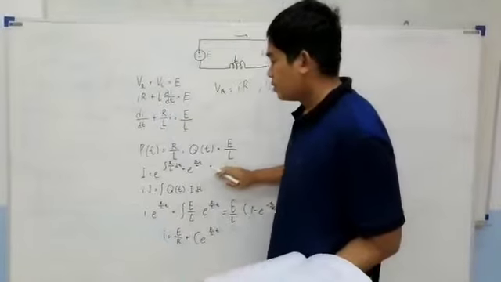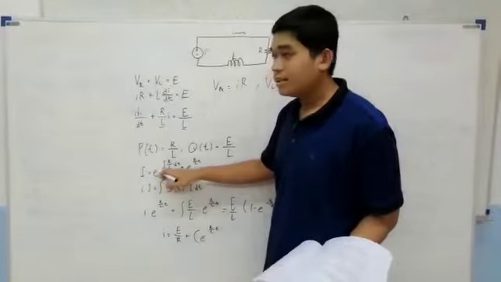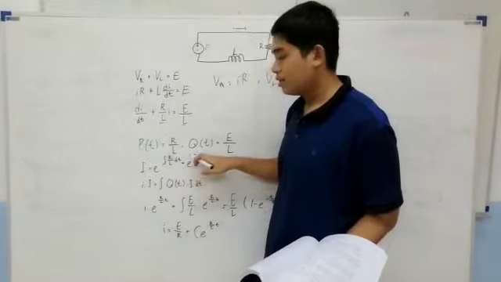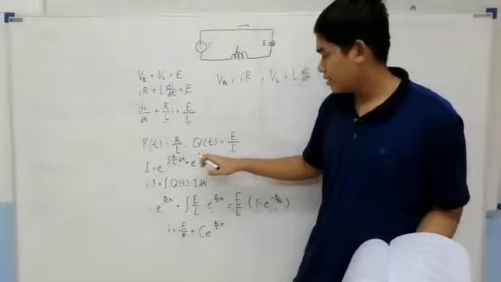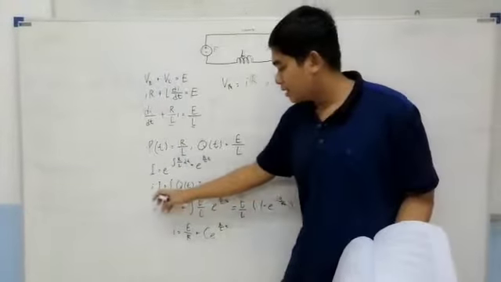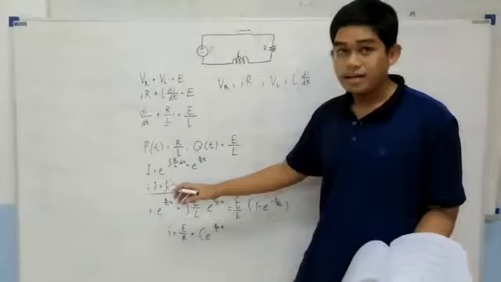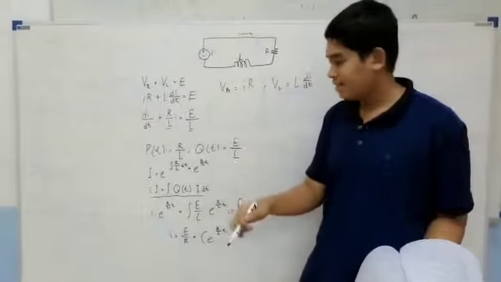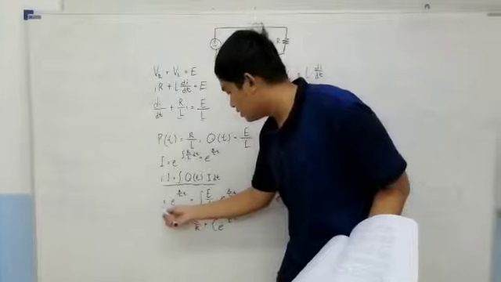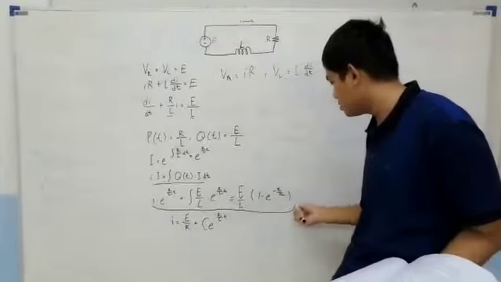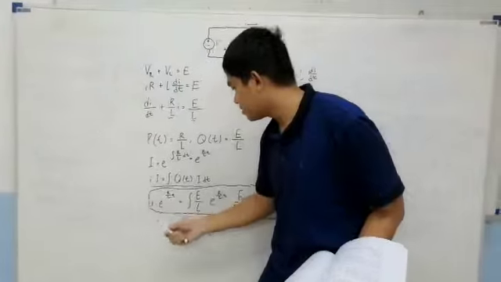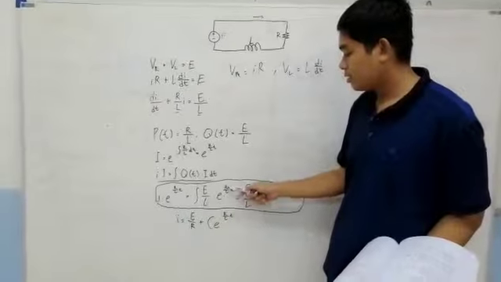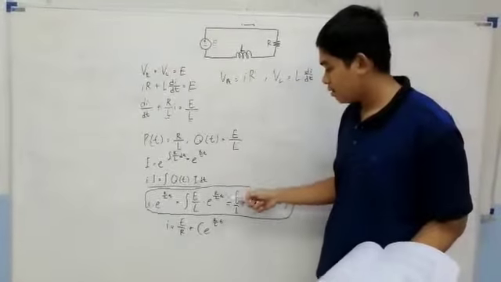Then the integrating factor is e to the power of the integral of R over L dt, which is e to the power of R over L times t. Then we use the formula I times the integrating factor equal to the integral of Q(t) times the integrating factor dt. If we substitute it, it will become the formula that we show here. We will get E over L times e to the power of R over L t.